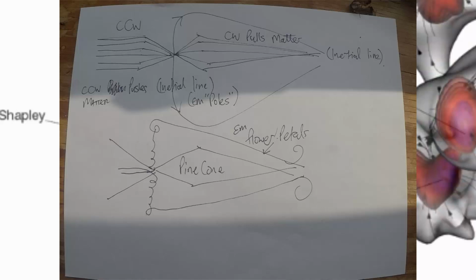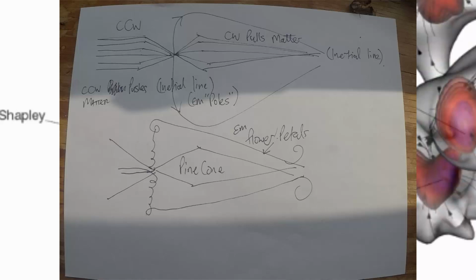So what have I got written there? We have clockwise in, counterclockwise in and clockwise out. And I've said since the beginning, counterclockwise energy pushes matter, and clockwise energy pulls matter. So counterclockwise energy rotates matter forwards, and clockwise energy rotates matter backwards.